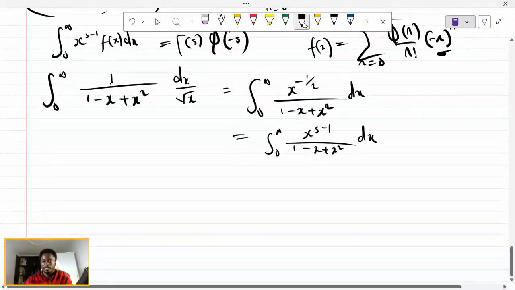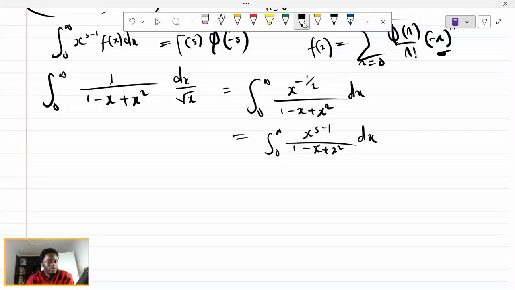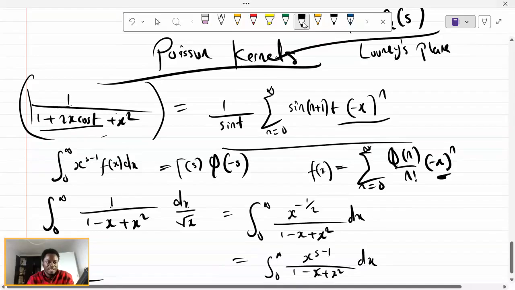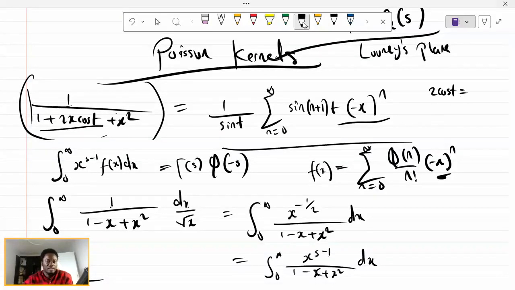Then dx right here. So this is quite related to the Mellin transform. Now we need to find the expansion of this 1 over 1 minus x plus x squared. If you compare it with this Poisson kernel we have here, you have 2s cos t. That means 2 cos t here is equal to negative 1, or that cos t is negative half, which means we can take t to be 2 pi over 3, and we are fine.